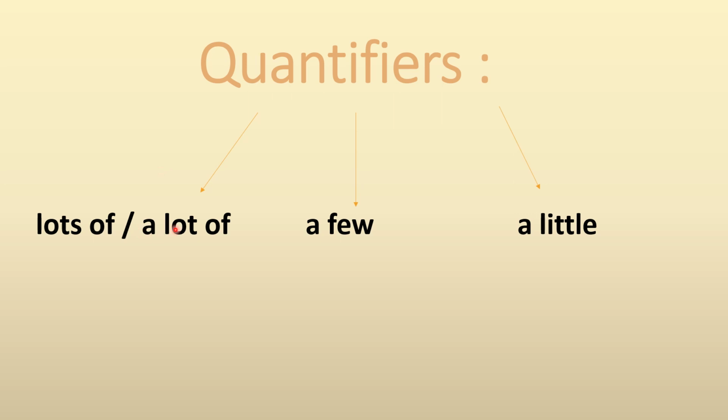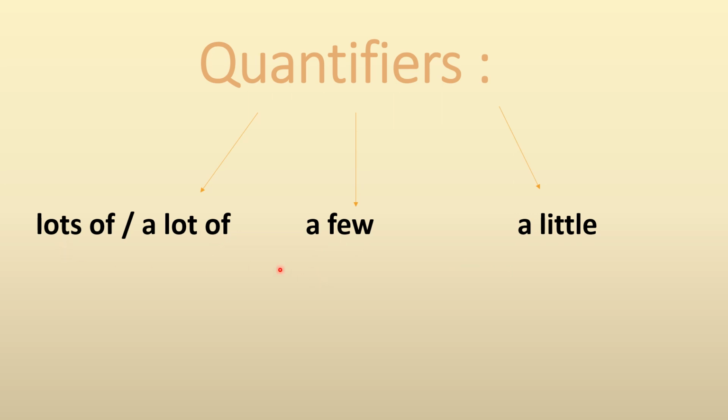Now, let's talk about quantifiers. We talked about the countable and uncountable nouns because we are going to use them with quantifiers. We have quantifiers with countable nouns and some quantifiers with uncountable nouns, and we have quantifiers with both countable and uncountable nouns. Like what? Like lots of, a lot of, a few, a little.